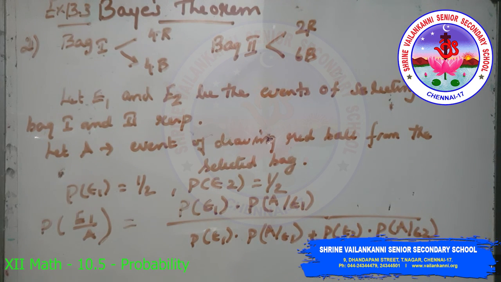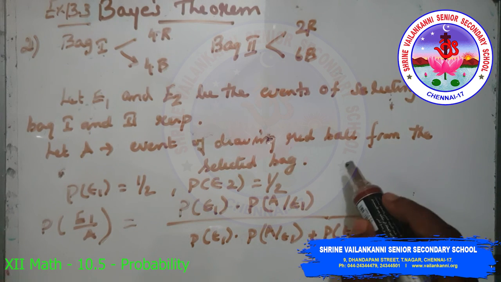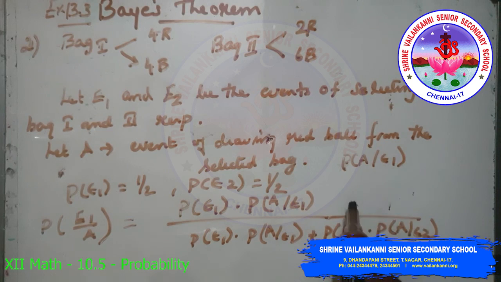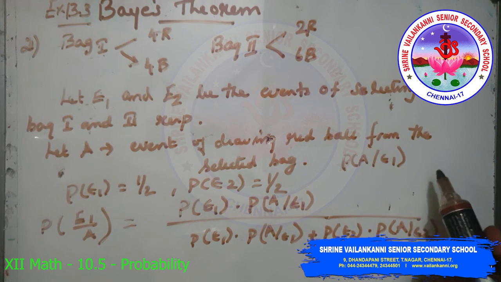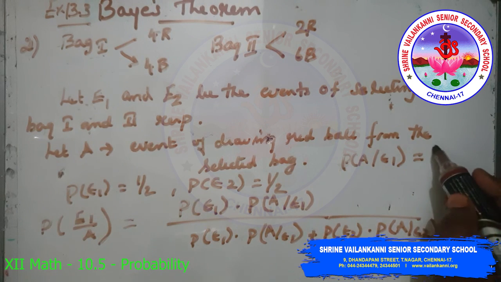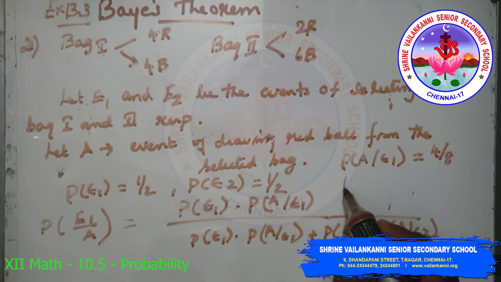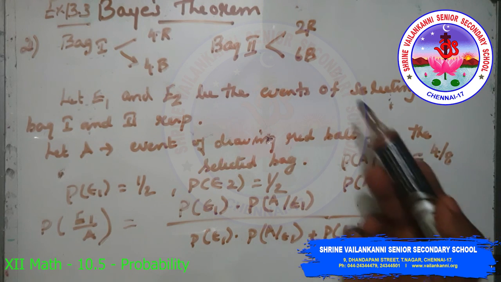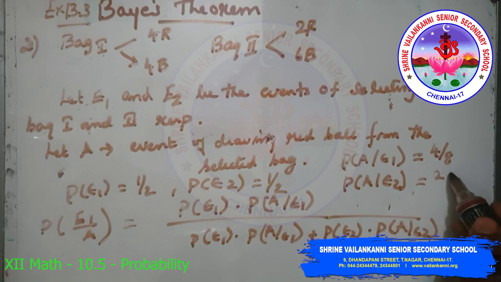So what is P of A by E1? P of A by E1 is selecting the red ball from the first bag, so we have 4 red balls out of 8 balls. So 4 by 8. And P of A by E2, selecting a red ball from the second bag. So from the second bag we have 2 red balls out of 8 balls. So 2 by 8. So cancelling this we get 1 by 2. Here it is 1 by 4.